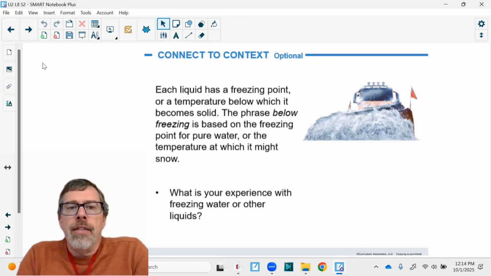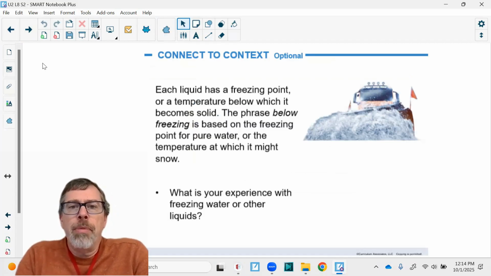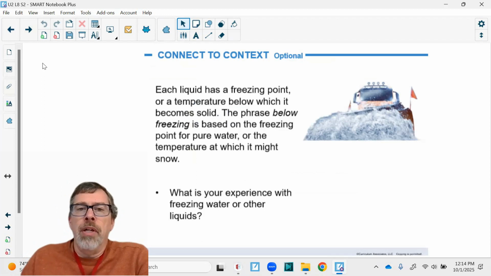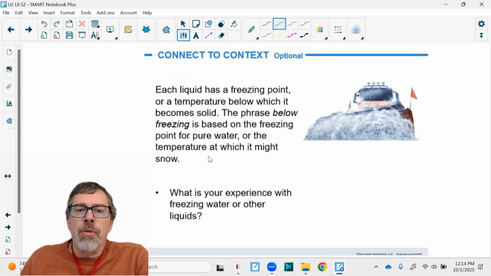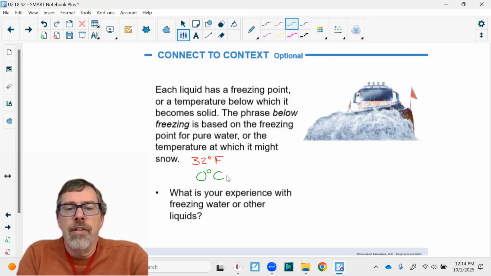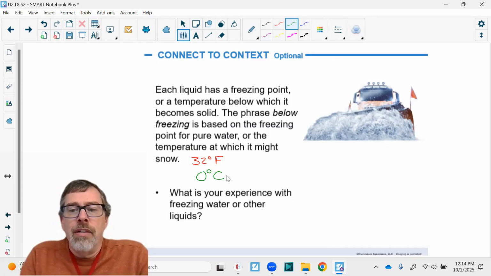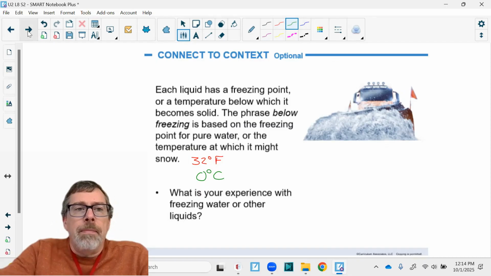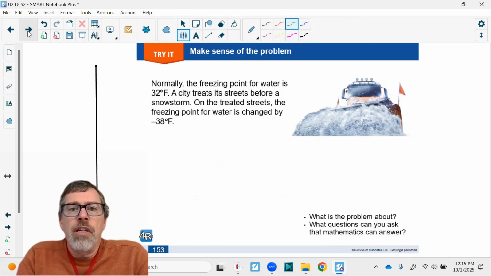Okay, so the objectives are the same as Session 1, so I'm just going to continue. And connect to context, it says each liquid has a freezing point or temperature below which it becomes solid. The phrase below freezing is based on the freezing point for pure water, or the temperature at which it might snow. So if we're talking about Fahrenheit, that is 32 degrees Fahrenheit. If we are talking about the Celsius scale, that is 0 degrees Celsius. They're equal in temperature, but different on their scale. All right. So normally the freezing point for water is 32 degrees Fahrenheit, as I just stated.